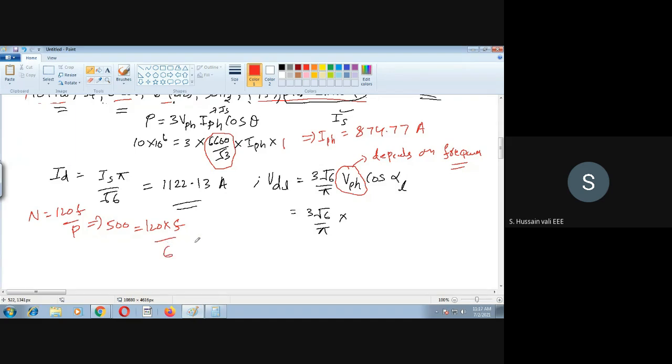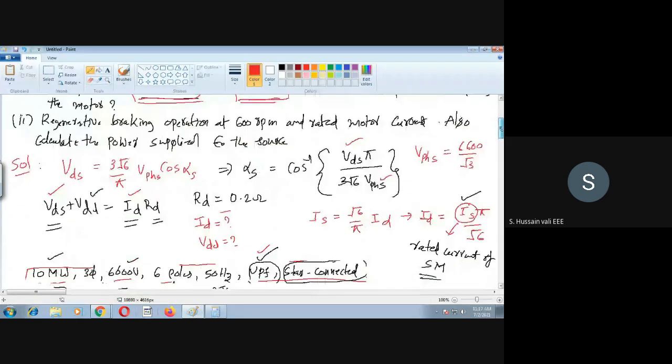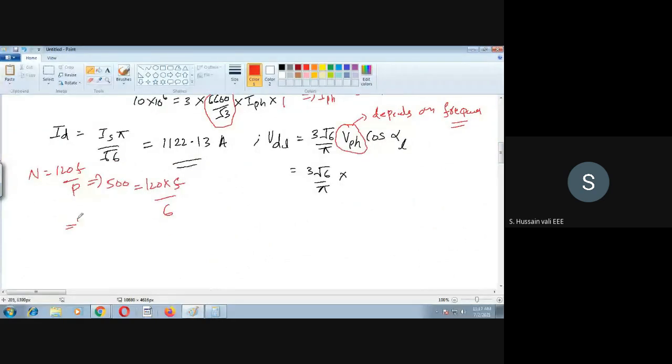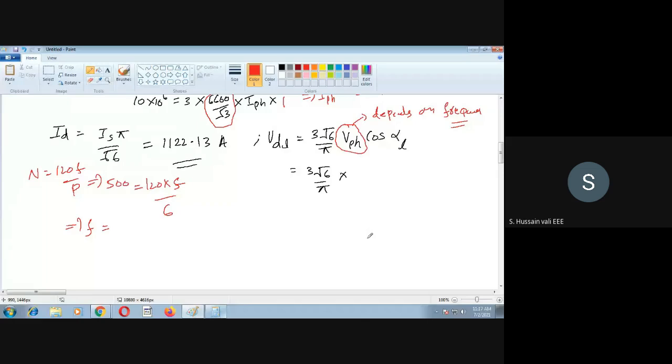Number of poles are 6, I think. Yeah, he has given 6. Yeah, 6 poles. And then what is the value of f now? F is equal to 500 into 6 divided by 120. It's 25. So you got the answer here. Frequency in this case is 25 hertz.